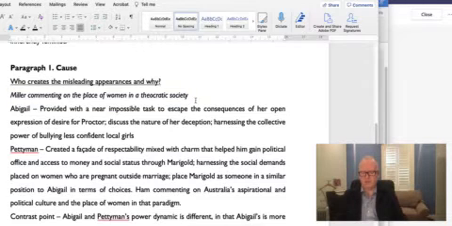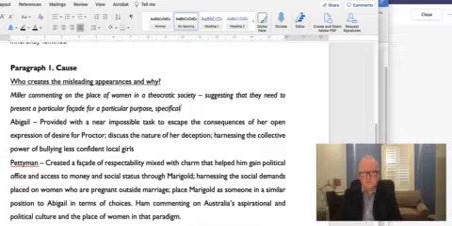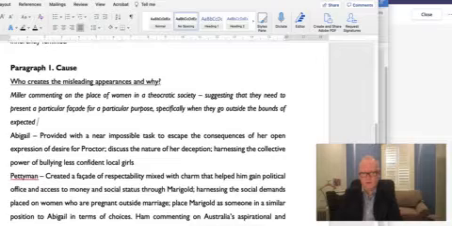So, place of women in society, suggesting that they need to present a particular facade for a particular purpose, specifically when they go outside the bounds of expected behaviour. And so that's the thing.